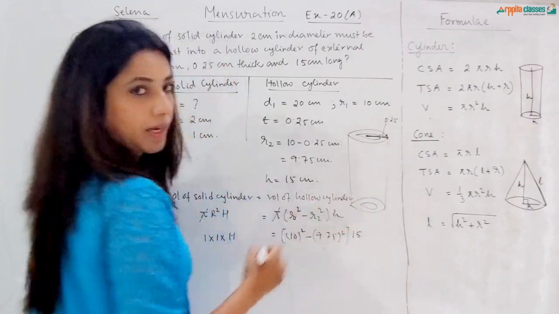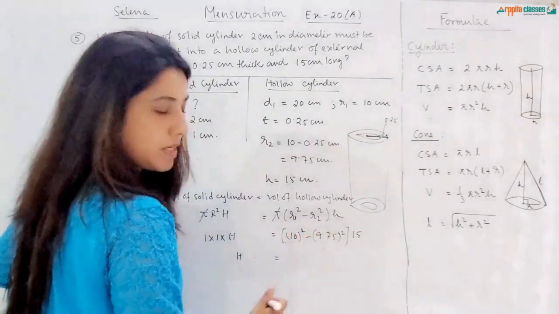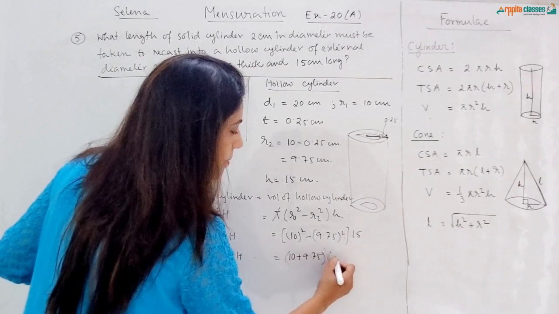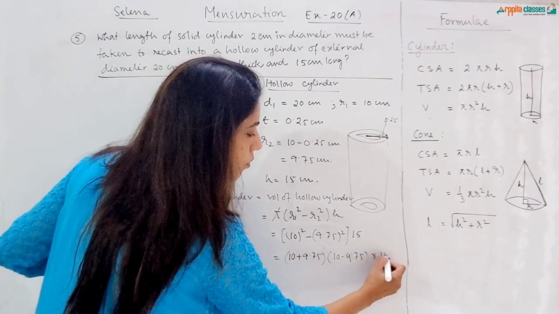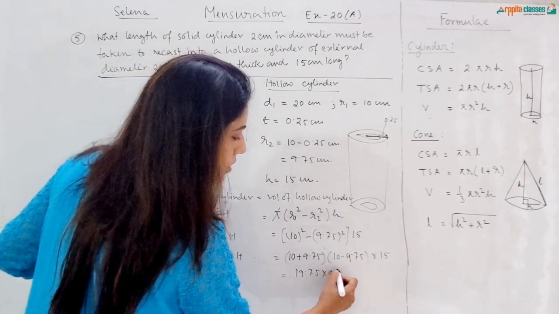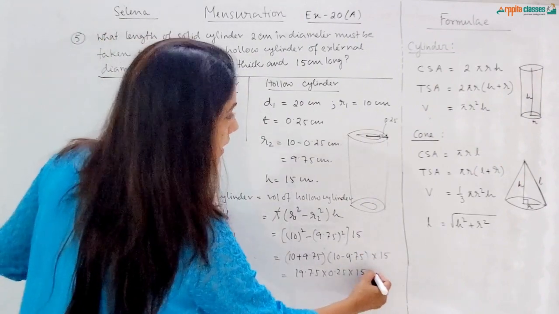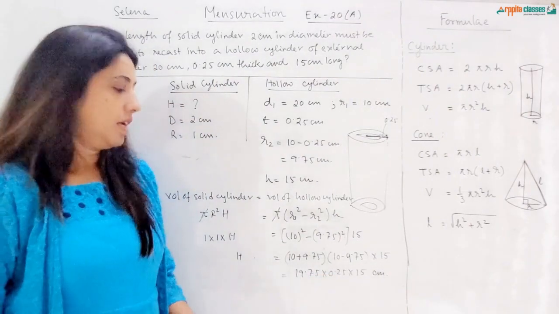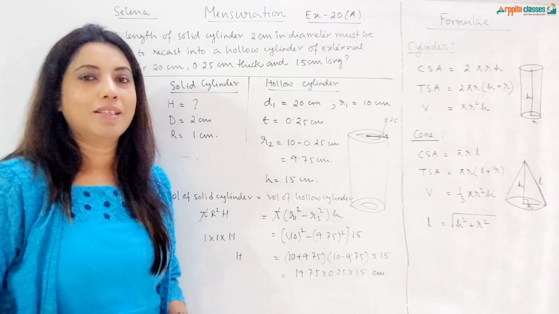h is 15. So now H is equal to, it will be a square minus b square. So we can do 10 plus 9.75, that's a plus b, and 10 minus 9.75, that's a minus b, into 15. So it is coming 19.75 into 0.25 into 15. So when we calculate this it will come in centimeter. So when we calculate this, we get the height or the length of the solid cylinder required.